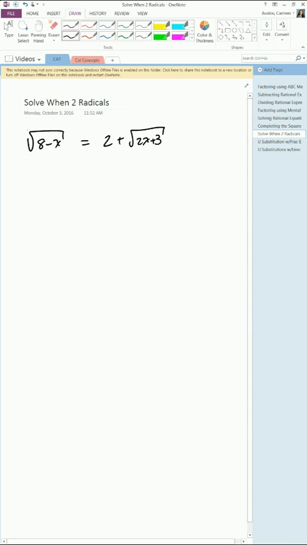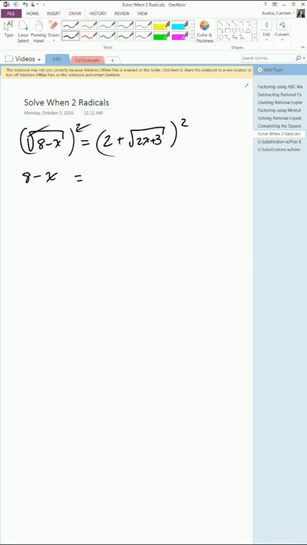And so what we're going to do is square one side, and square the other side, because the index of the radical is 2, and we want to get rid of the radical sign. So when we square it, that radical cancels out, so we're going to get 8 minus x. And then the right-hand side is not so easy.